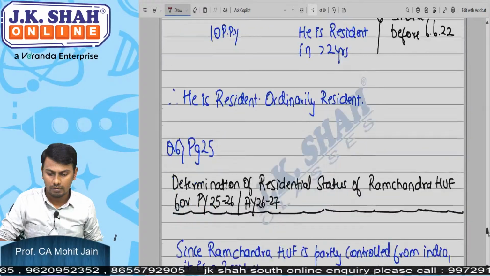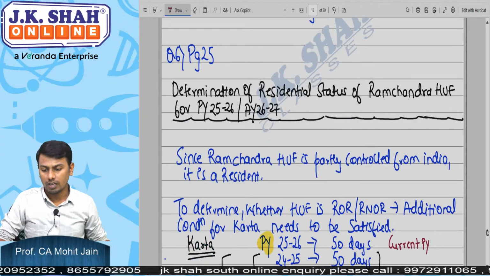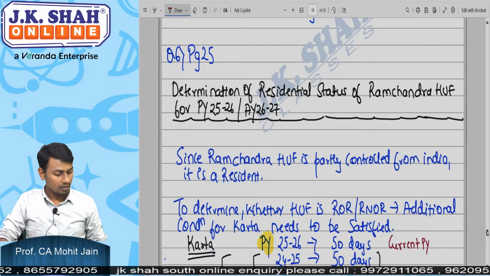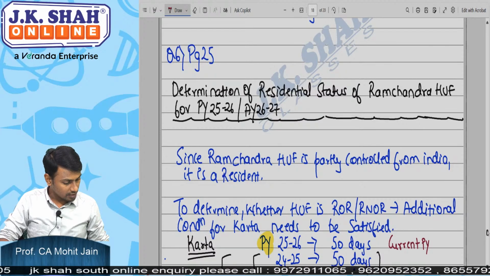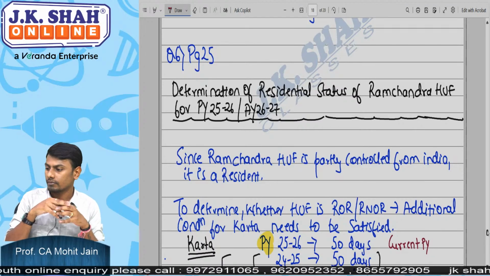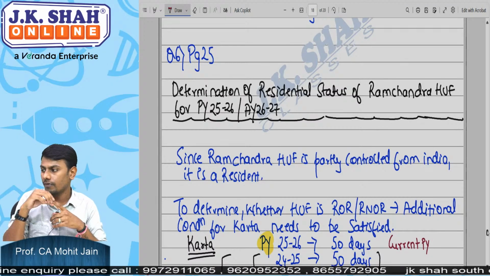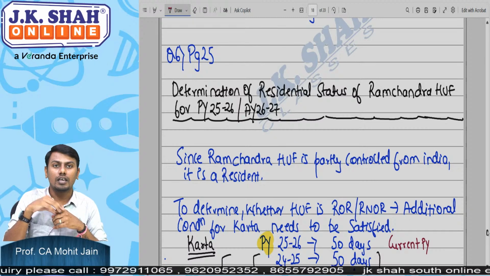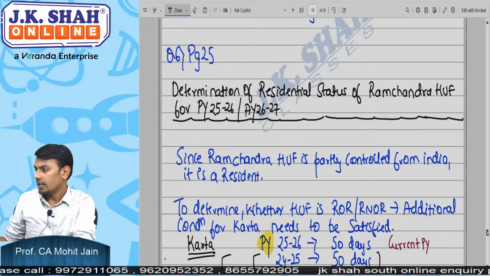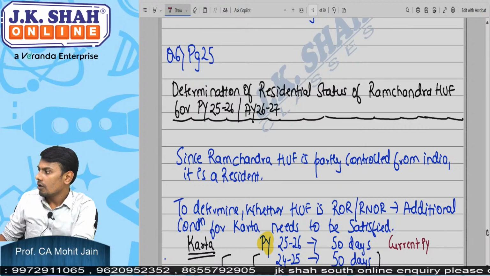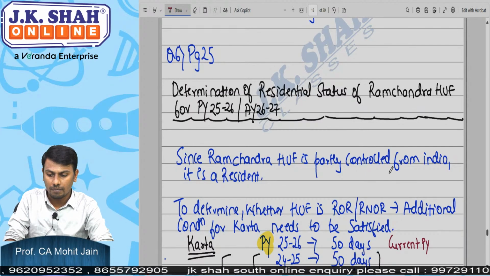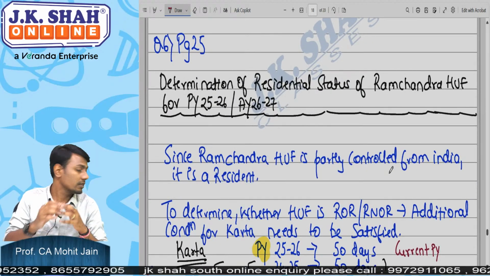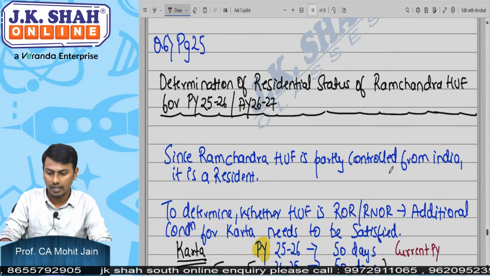Question number 6, page number 25. Determination of residential status of Ramachandra HUF for previous year 25-26 or assessment year 26-27.